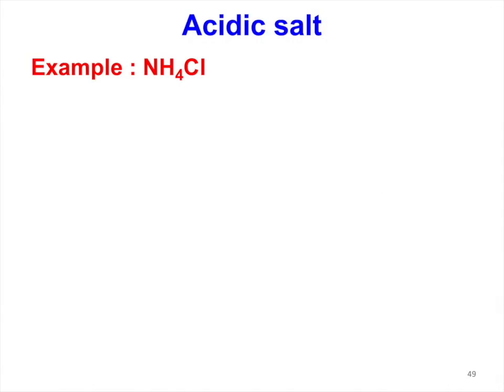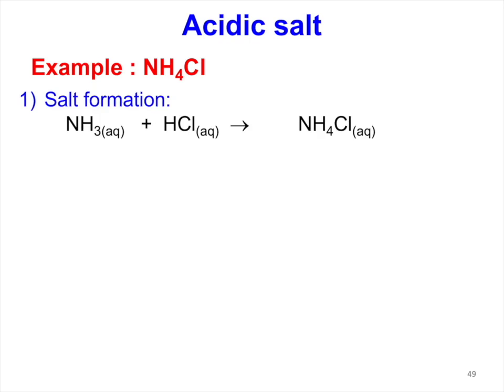Example of acidic salt is NH4Cl. So the formation of salt: it can be formed from NH3 and HCl. NH3 is a weak base and HCl is a strong acid.